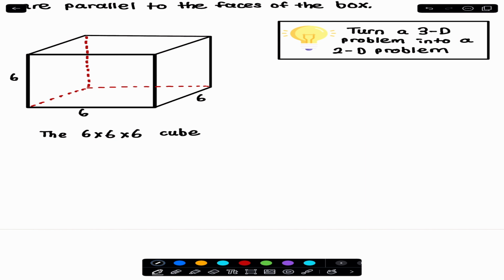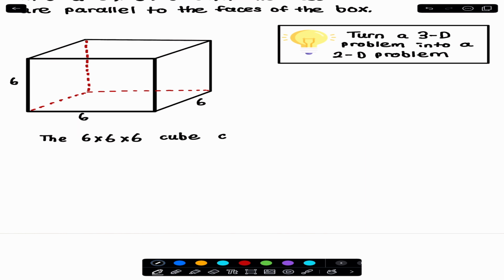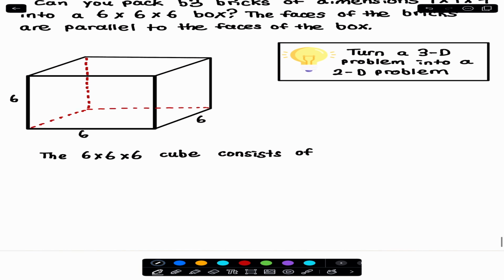So this 6 by 6 by 6 cube, let's see what I mean, okay? Consists of 27 subcubes of dimensions 2 by 2 by 2. And this can easily be verified.